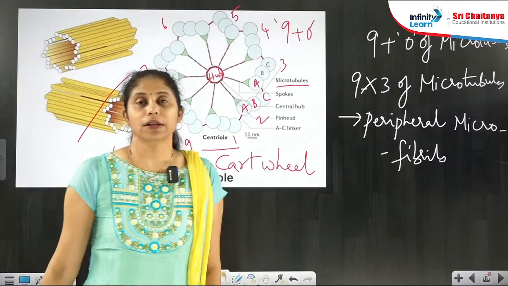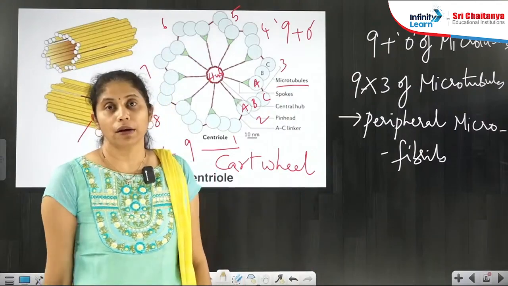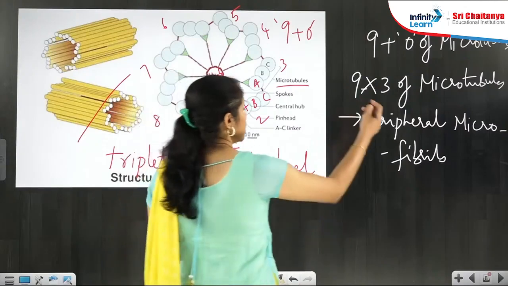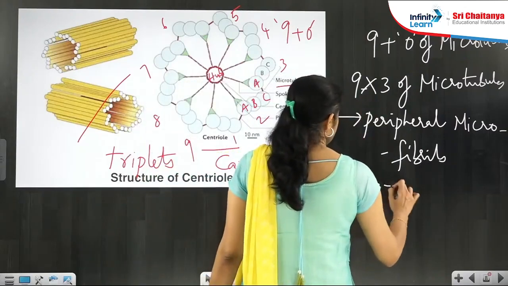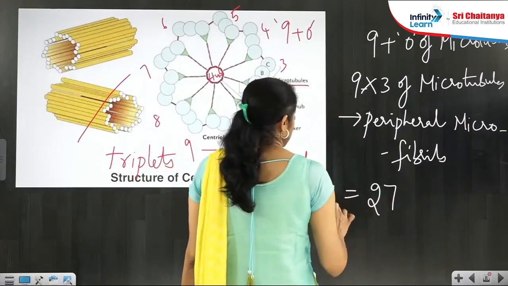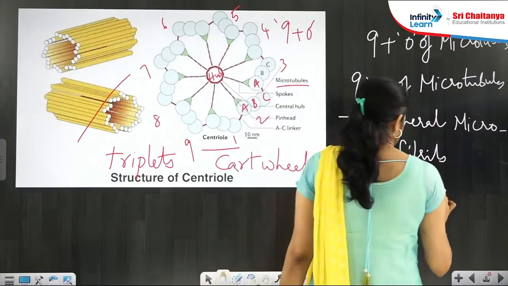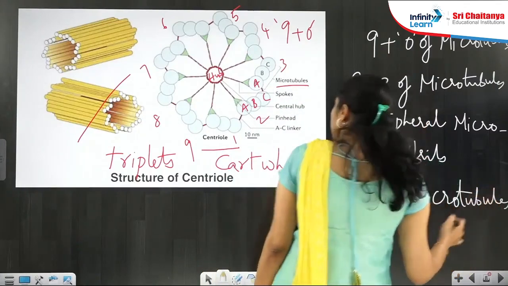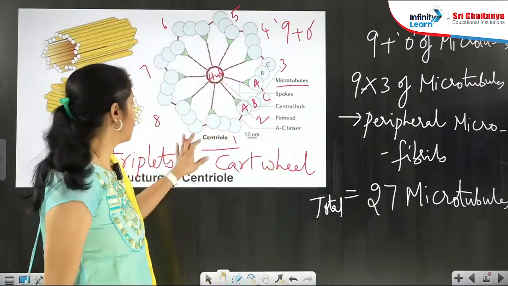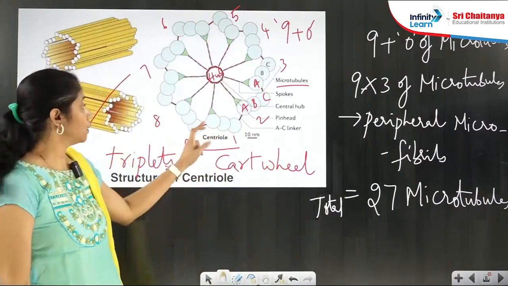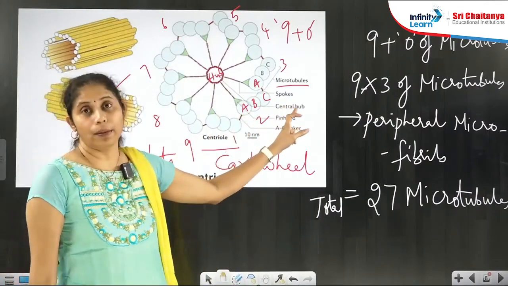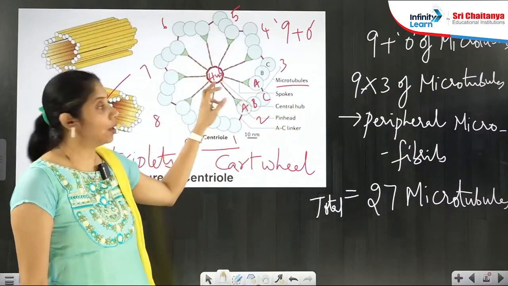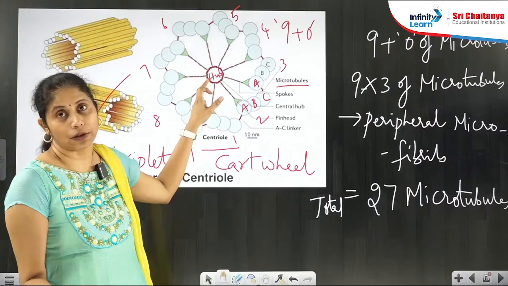Peripheral microtubules will be there. The total number of microtubules here, 9 threes are, how many will be there? 27 total microtubules, and all of them will be present only in the side. So they are the peripheral microtubules. 9 threes are present, named A, B, C. And in the central hub region, there is no microtubule and it is just a proteinaceous structure.